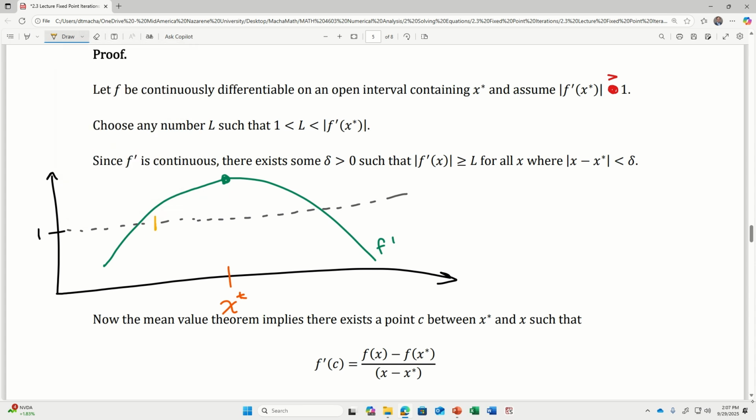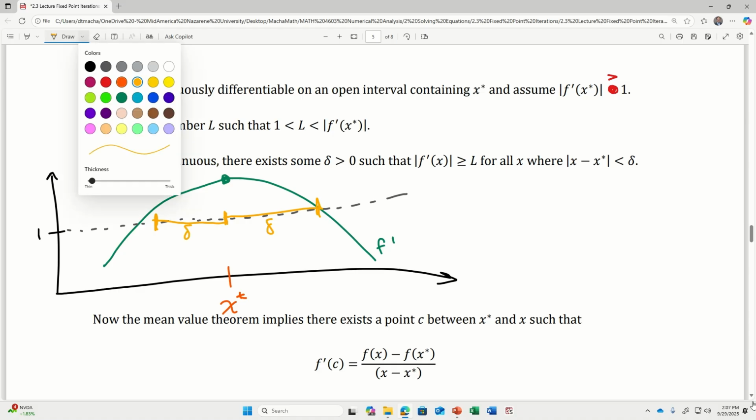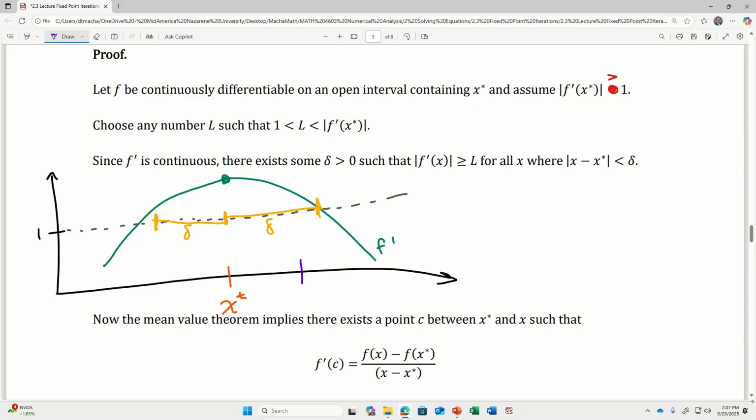Draw that interval here. Where the radius of this interval might be like delta. And then we might have some other points here that belong to the interval, so that the distance between the fixed point and the new point x is less than delta. And then we can always sneak in some real value c in between there. That's the picture you should remember.